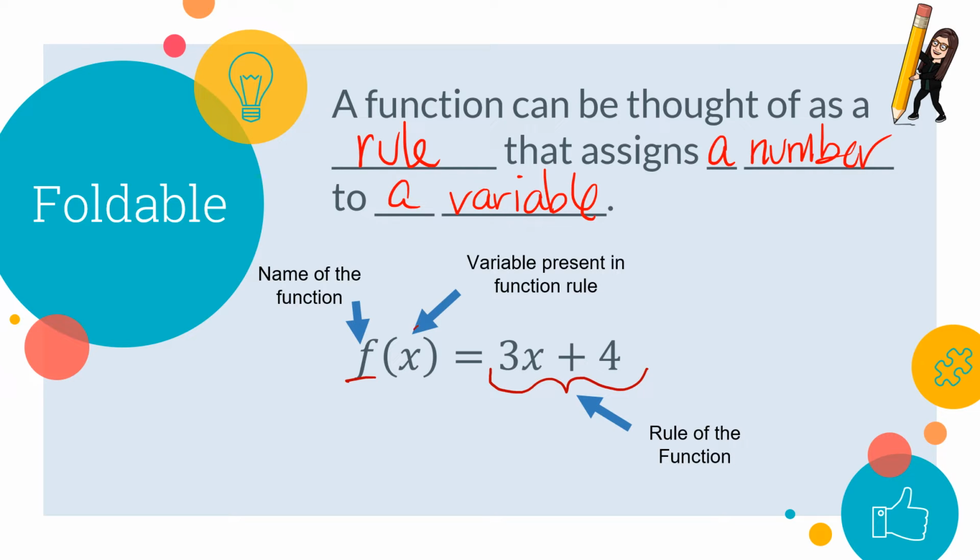The letter in parentheses is just denoting that the variable is present in the rule. So you can see the x here. It's just saying, hey, yeah, we're going to plug something in for x. And how we say this, if I read this entire left side, I read it as f of x. So naturally we want to see f parentheses x, but we read it as f of x.